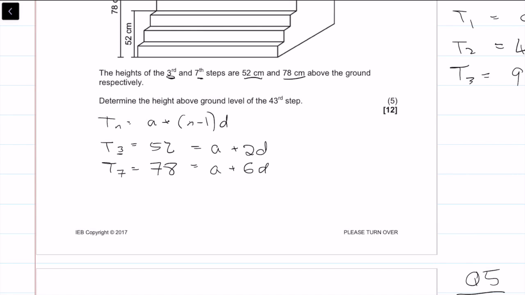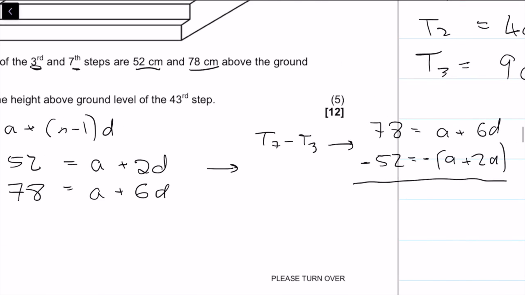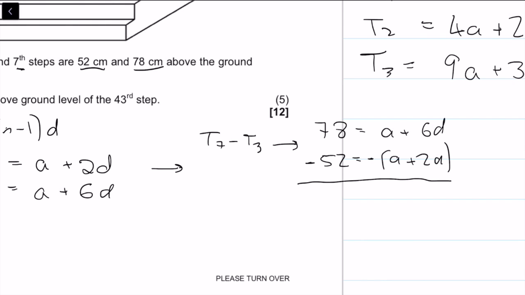Okay, so now a very easy way I can see that I can eliminate a if I just minus these equations. So what I'm going to do is I'm going to say T7 minus T3, and that equals, so that's going to say 78 is equal to a plus 6d, and T3 is going to be minus 52 is equal to minus a plus 2d. Okay, so what we're left with, so that's going to be 78 minus 52, which is 26, is equal to the a's cancel, and it's going to be 6d minus 2d, which is 4d.